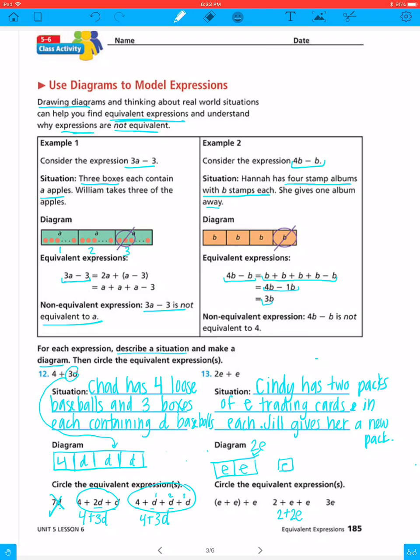For Cindy, I'm thinking that the 2 plus 2E is not going to work, and that it's missing on there. Now, what if I did 1, 2, 3E? Well, that works, yeah, perfect. So the far left and the far right. That's on page 185.